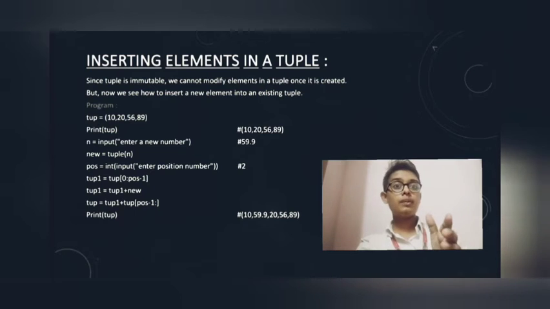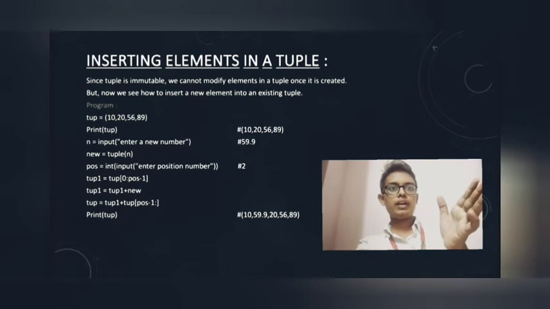Position is equal to int input enter position number. I am entering the position number 2. Tuple 1 is equal to tuple of 0 to position minus 1, which means 2 minus 1, that is 1, 0 to 1. The tuple 1 value contains 10. Tuple 1 is equal to tuple 1 plus new. Tuple 1 contains the value 10 and the new value contains 59.9. Both are concatenated and stored in the tuple 1.